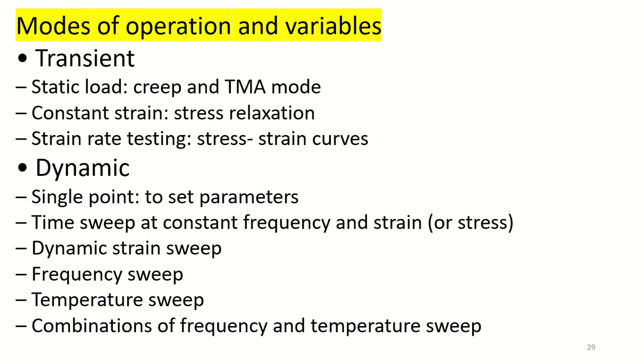The first one is transient. It is static load, creep and DMA mode, constant strain stress relaxation. It can be strain rate testing, which gives the stress-strain curves. After transient, they may be dynamic in nature. It may be a single point, which is to set parameters, and it may be the time sweep at constant frequency and strain. Dynamic strain sweep, frequency sweep, temperature sweep, and combinations of frequency and temperature sweep.